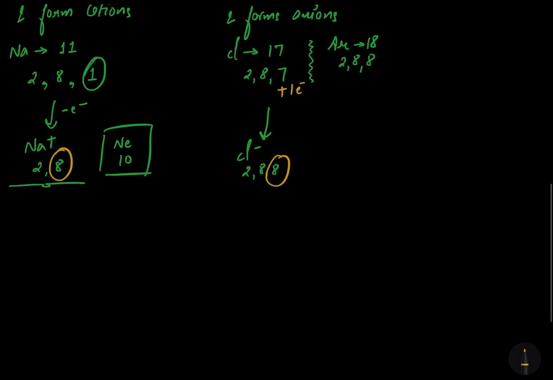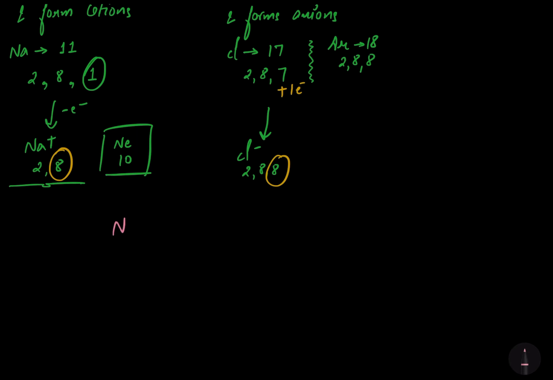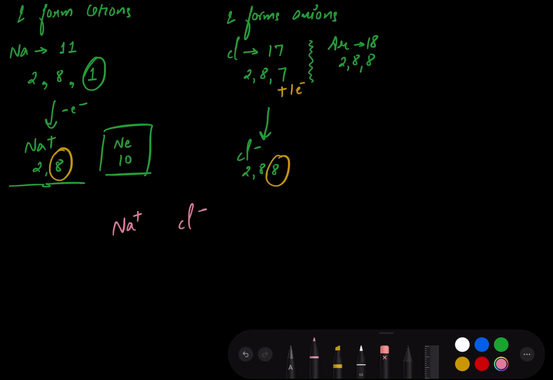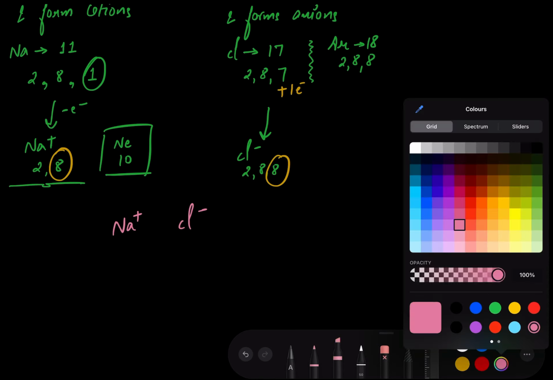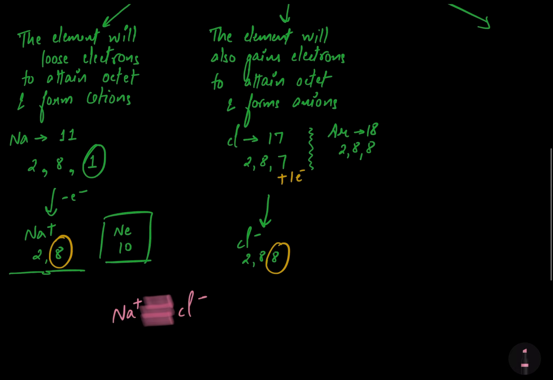So what will happen? We got two opposite charges: one is Na positive and the other is Cl negative. So there will be electrostatic forces of attraction between them, and that's our chemical bond. The electrostatic forces of attraction always form between opposite charges, that's Na positive and Cl negative. So they combined.